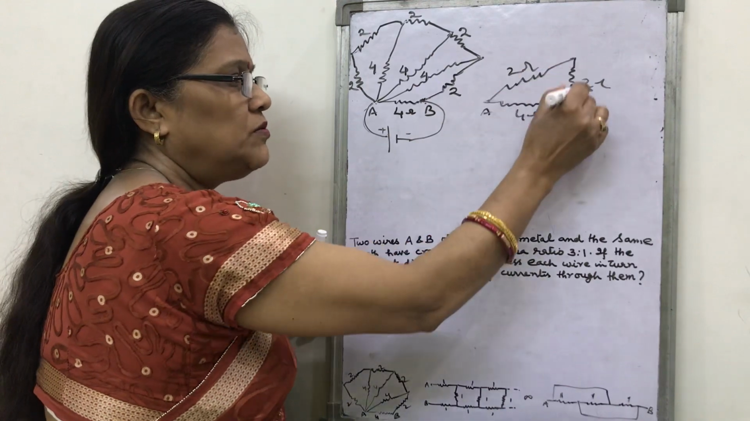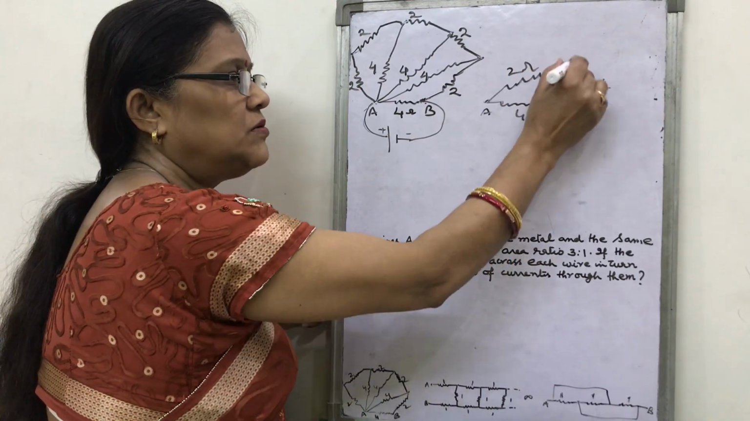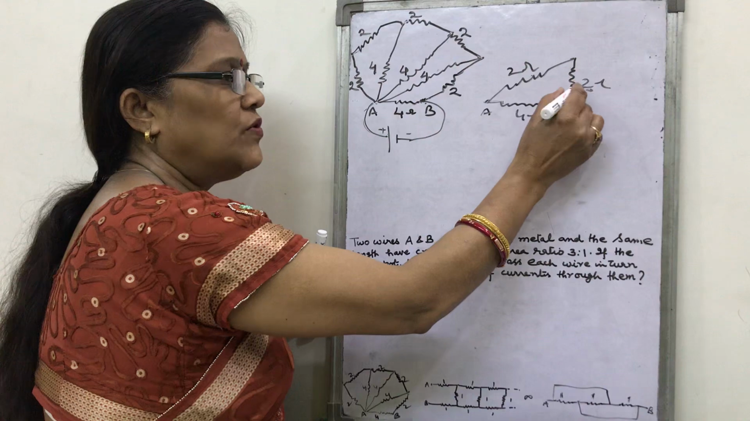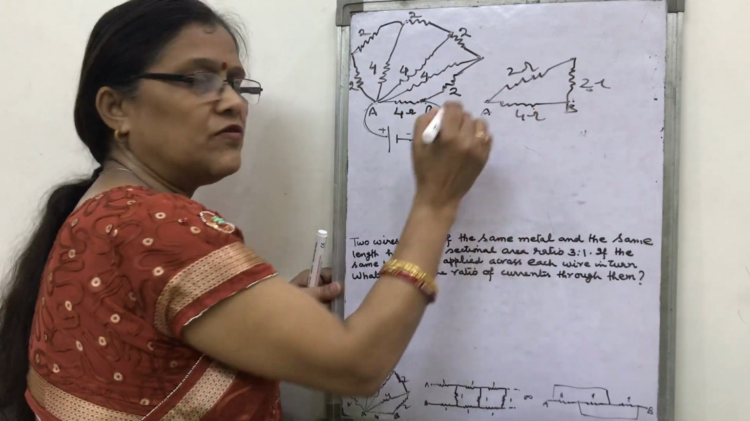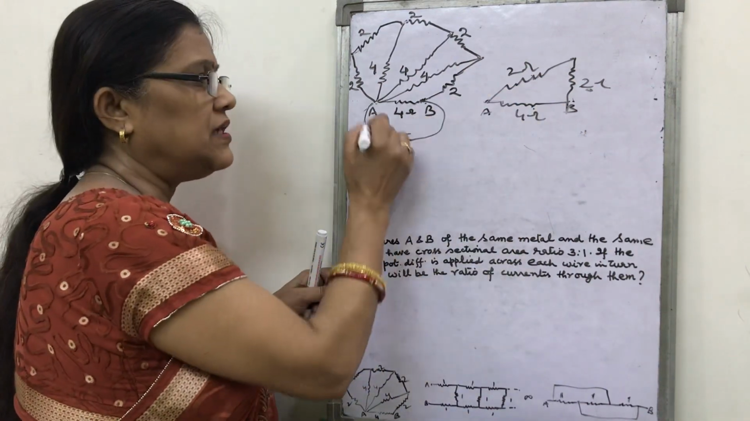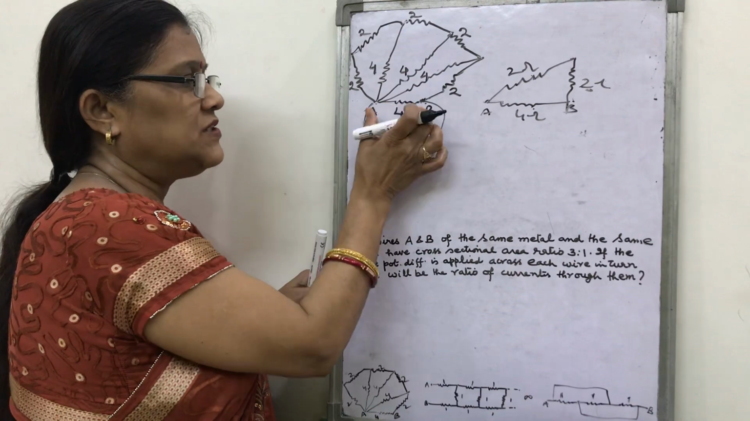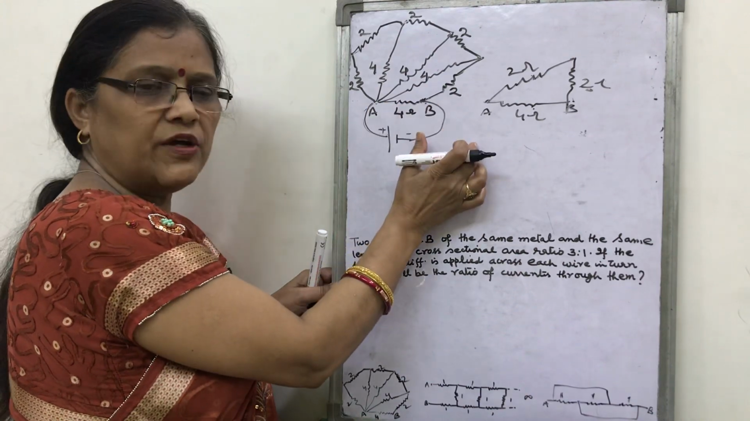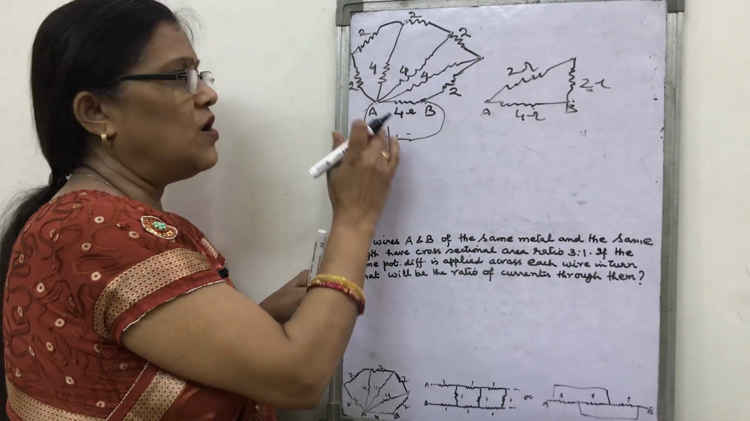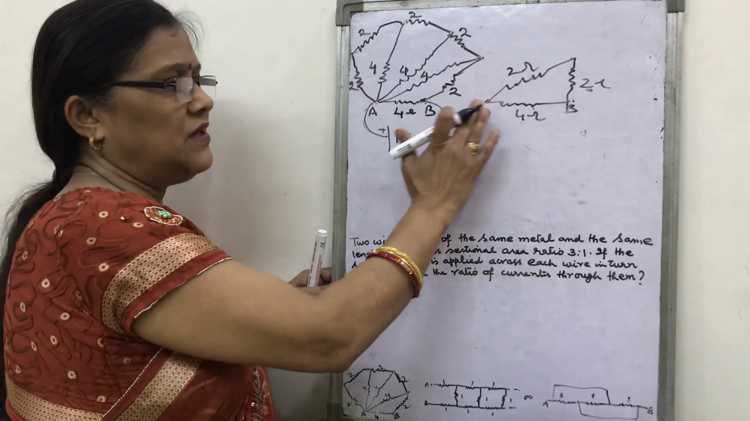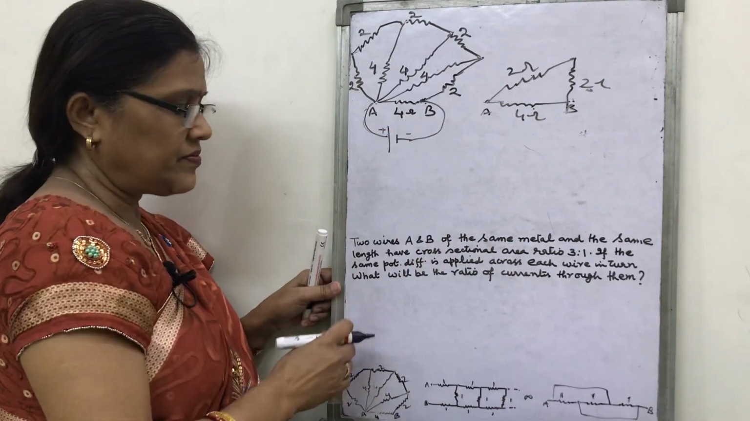What is 2 ohm? Again series, 2 ohm, same current. So 4 and 4 and 4 parallel will become 2. The final answer of the net resistance across AB will be 2. So this is how you have calculated in this circuit.